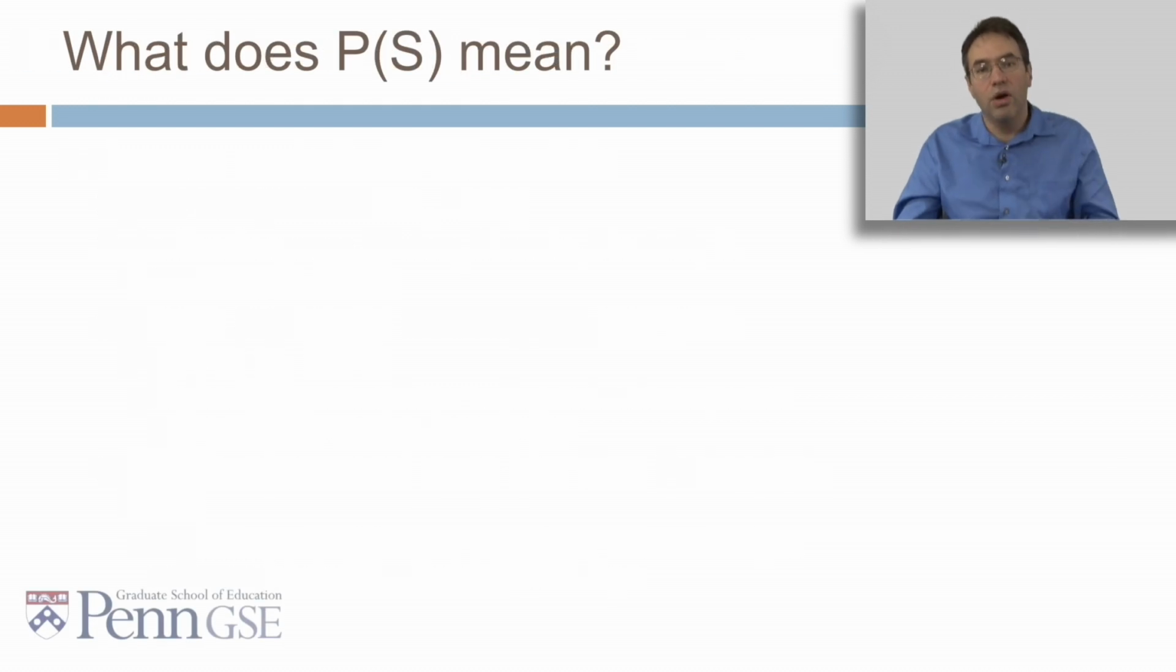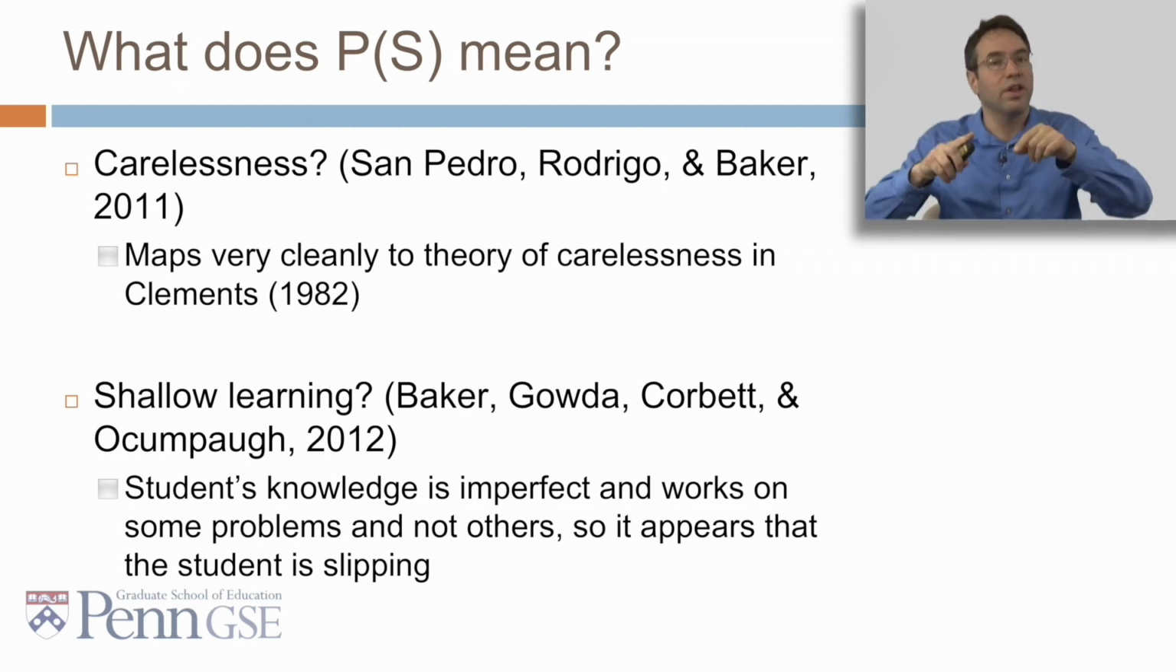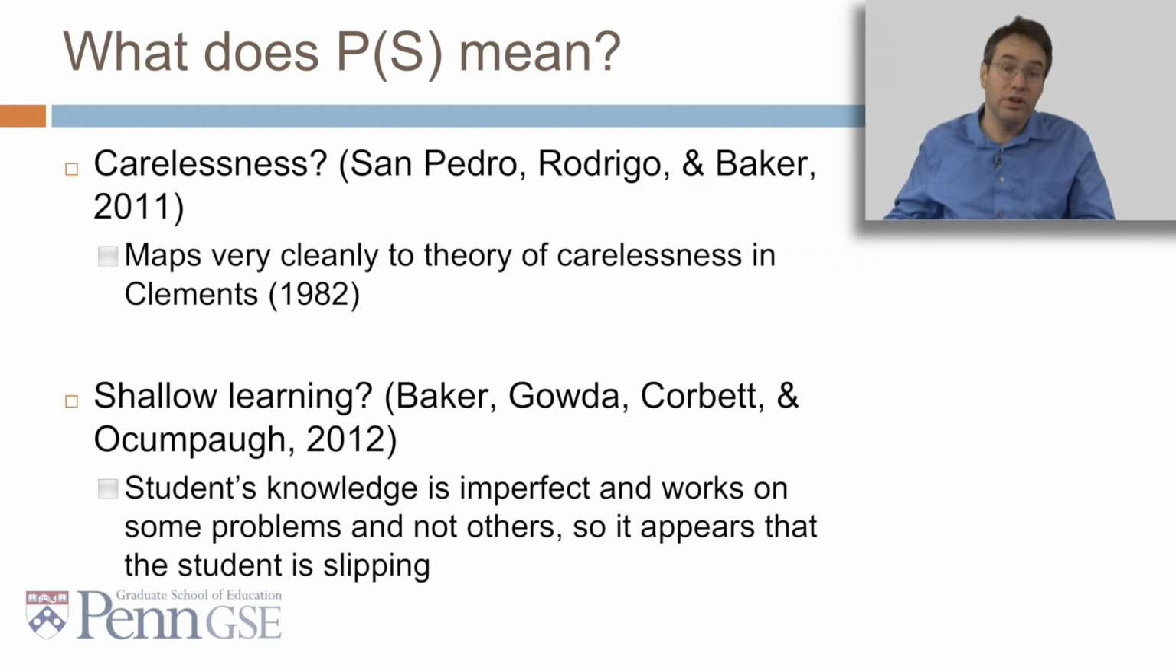So when we think about what this probability of slip means, this kind of metric that we took out of Bayesian knowledge tracing but we're now using for a different purpose, what does it mean? Well, there's two possible interpretations. The first, from San Pedro, Rodrigo, and Baker 2011, was carelessness. These contextual slips are indicating the student wasn't trying very hard and that's why they got it wrong. They were careless. We thought about this because it maps very clearly to the theory of carelessness in Clements. Theoreticians about carelessness have said that carelessness is making mistakes on things you know. That's what contextual P(S) kind of means in some ways.